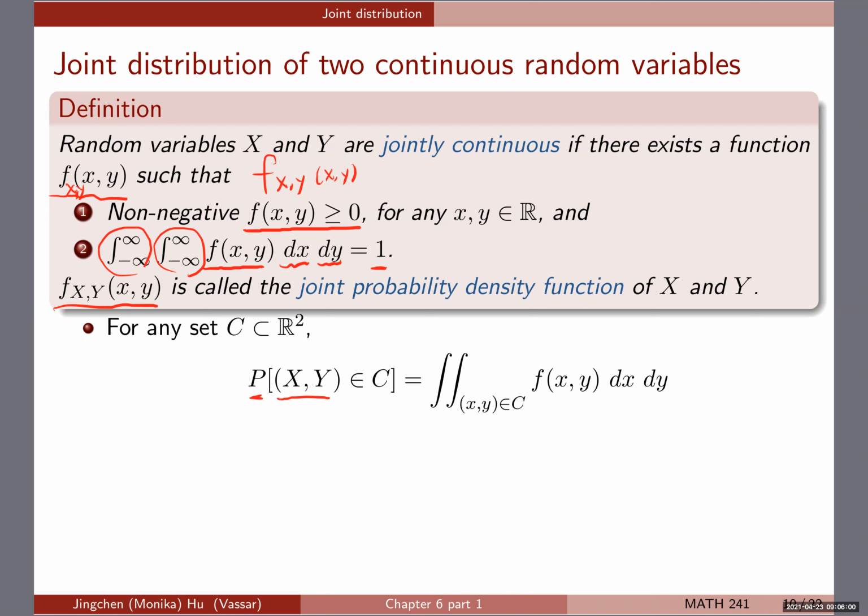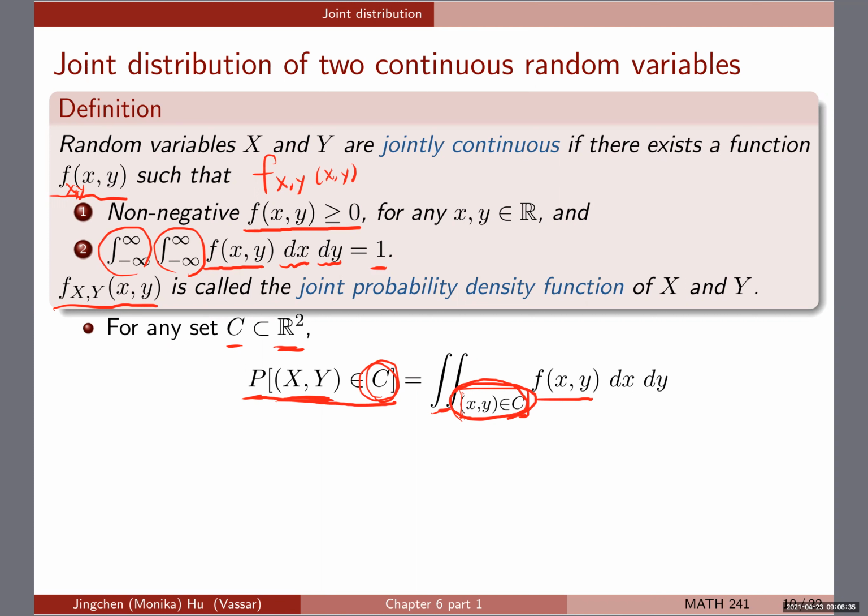First of all, if we are interested in finding the probability of the X and Y pair in a particular region C, and let's define C in R2, because we're looking at 2 dimensions, that is equivalent to doing a double integral over (x,y) in C of the joint PDF, dx dy. Later you're going to see exercises and examples of how, once you have the joint PDF, you can find the probability of certain events.